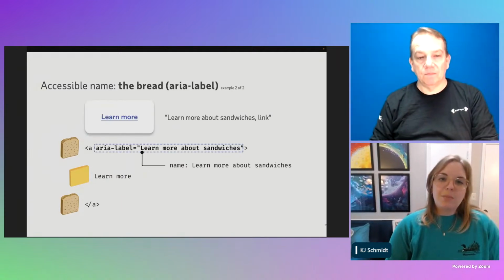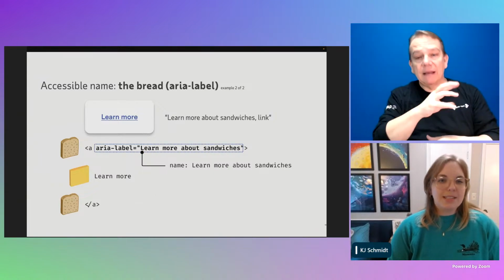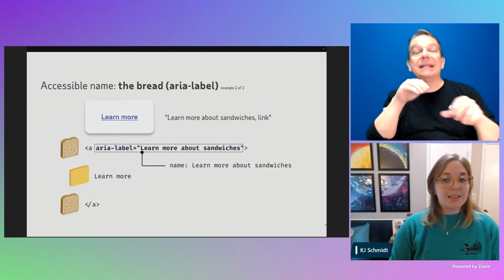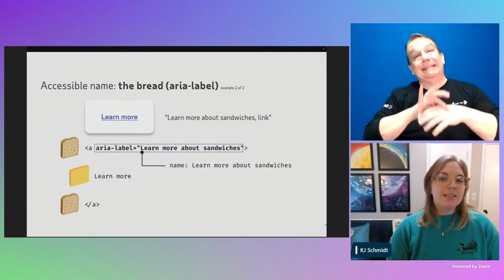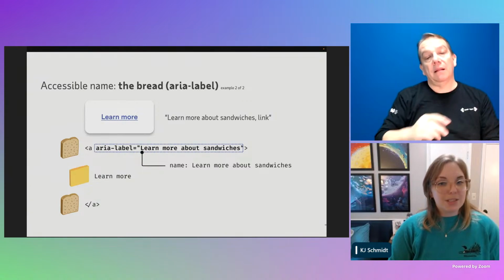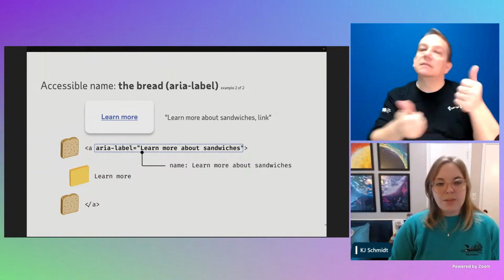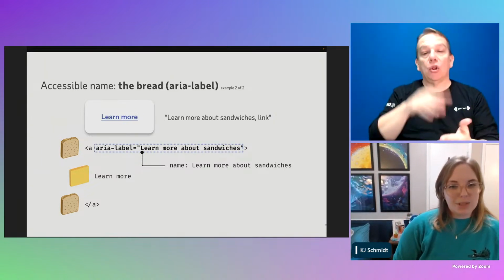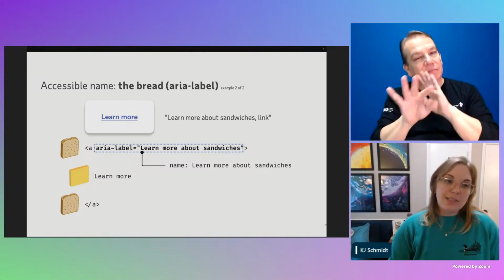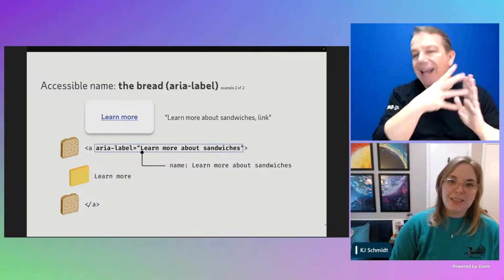And here's one more example, but this time our element has both inner text and an ARIA label. I have an example of a link that says learn more. Inside of the code sandwich is the text learn more. In the link start tag, I have an ARIA label with a value learn more about sandwiches. ARIA labels take priority over the inner text, so the name for this element is learn more about sandwiches rather than just learn more. So when a screen reader encounters this link, it will announce the name and the role. So learn more about sandwiches, link.